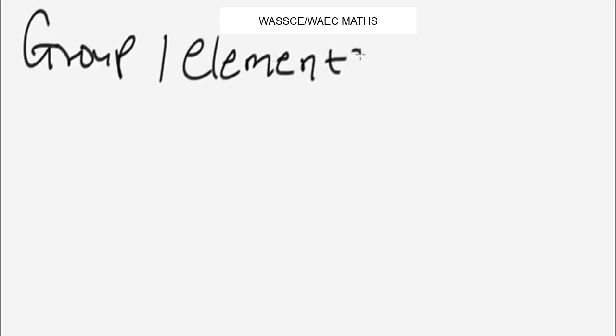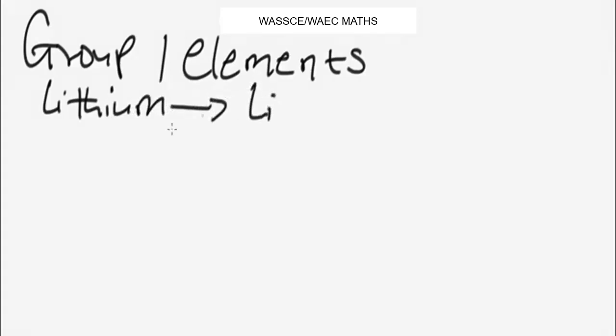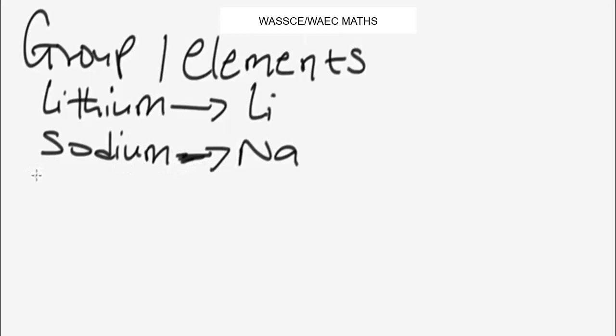Let's begin by outlining the elements in group 1. Elements in group 1 include lithium, the short form is Li, and sodium, the short form is Na. Then we have potassium, the short form is K.